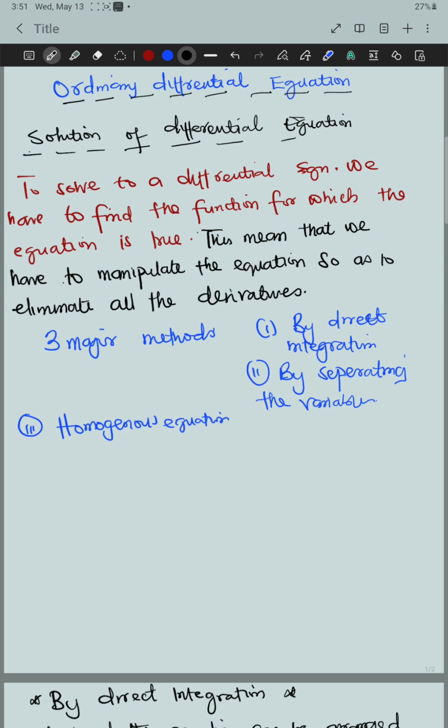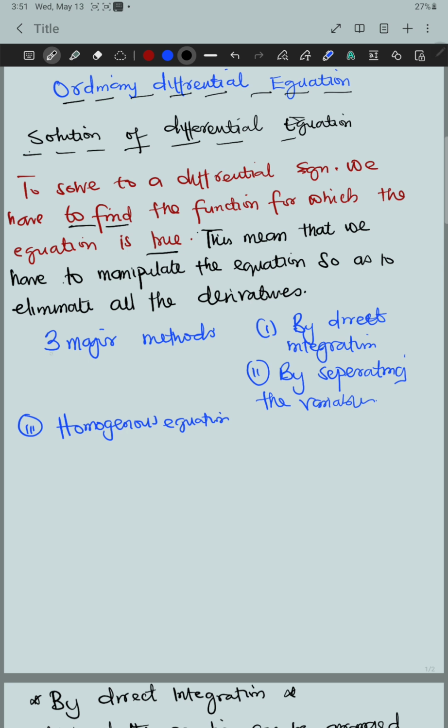Today we are looking at ordinary differential equations and the solutions to a differential equation. We said that to solve a differential equation, we have to find the function for which the equation is true. This means we have to manipulate the equation so as to eliminate all the derivatives.